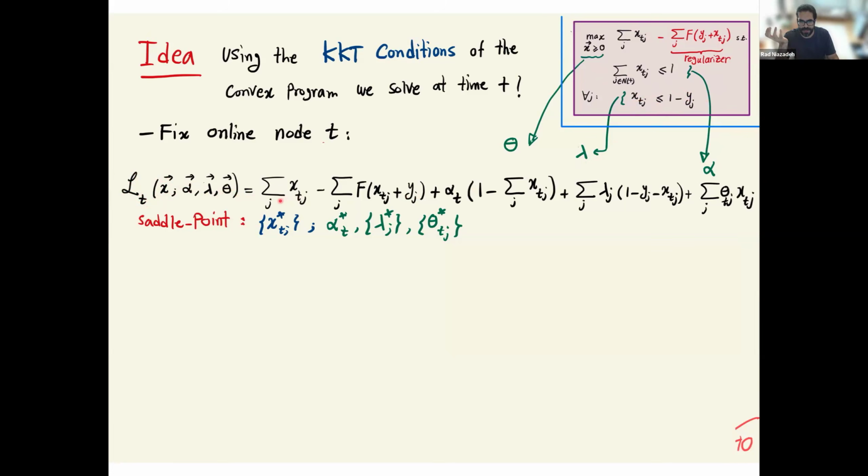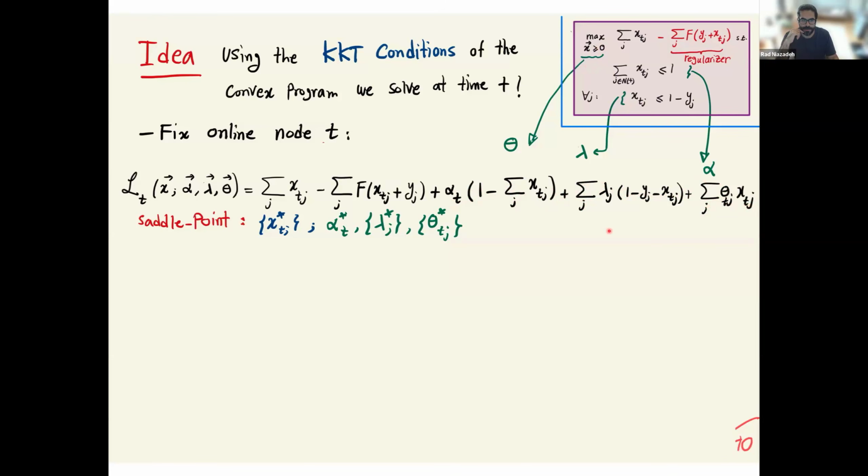And then it is basically the objective value of the convex program. So this is that part, plus the Lagrangified version of all these constraints. So I'm going to have alpha t times 1 minus summation of x_tj over all j's, plus sum over all j's lambda_j times (1 minus y_j minus x_tj). And then finally, for these constraints, summation over all j's theta_tj x_tj.